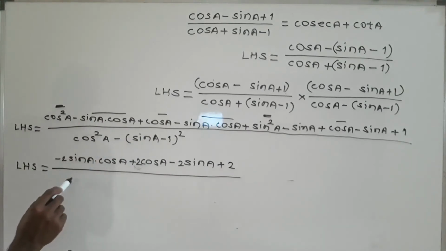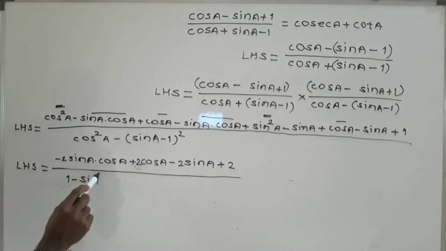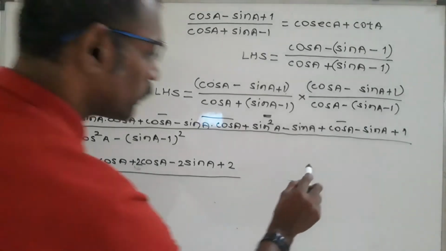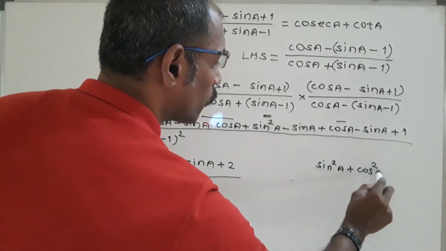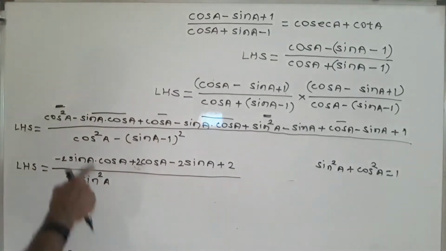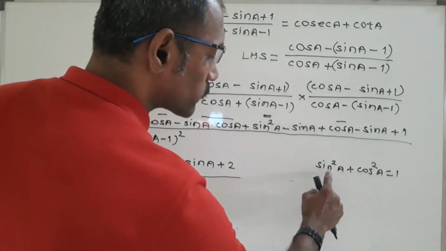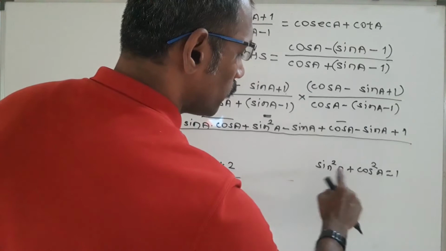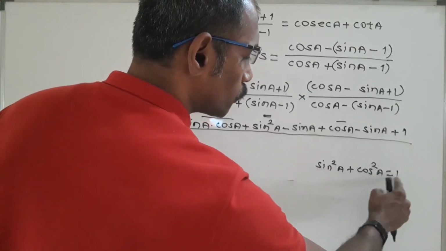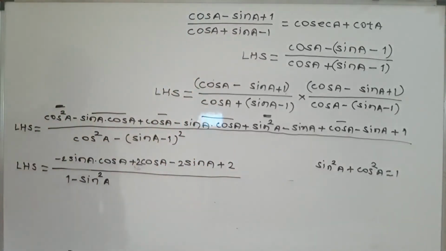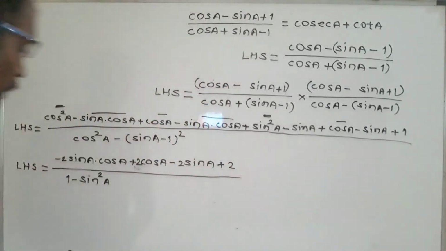Now here, the expansion of cos square A. Instead of cos square A we use a formula. Cos square A means 1 minus sin square A, because sin square A plus cos square A is equal to 1. Now we want cos square A, therefore we take sin square A to the right side. When we take this plus sin square A to the right side, it becomes cos square A is equal to 1 minus sin square A. This way we use that formula.